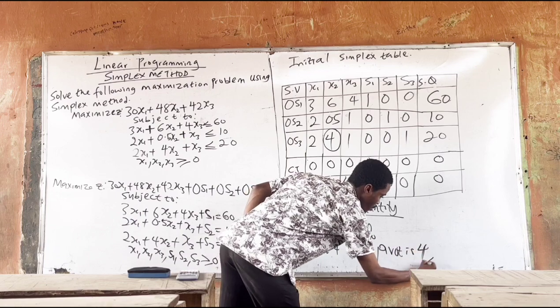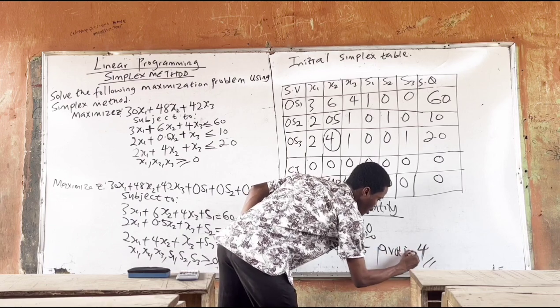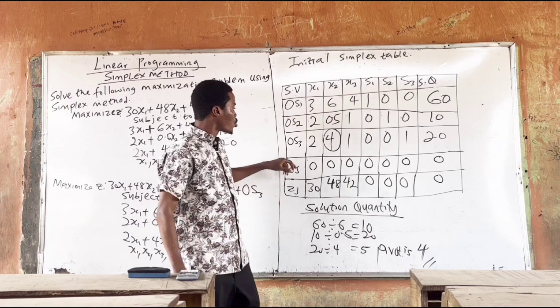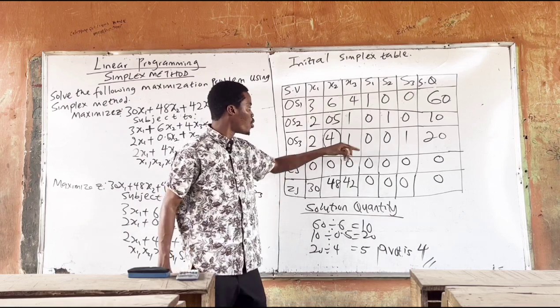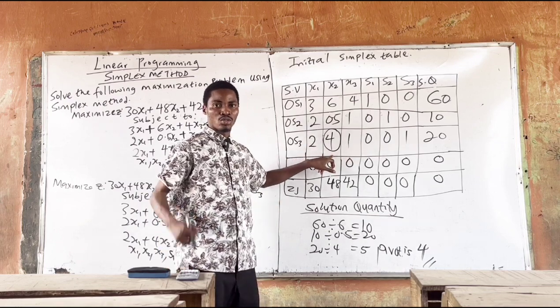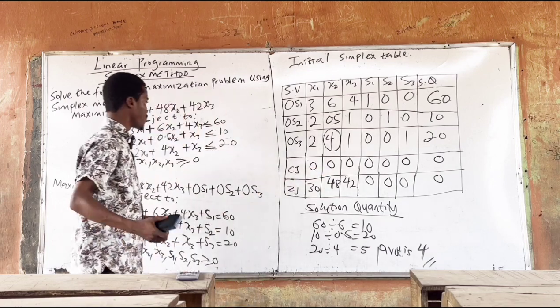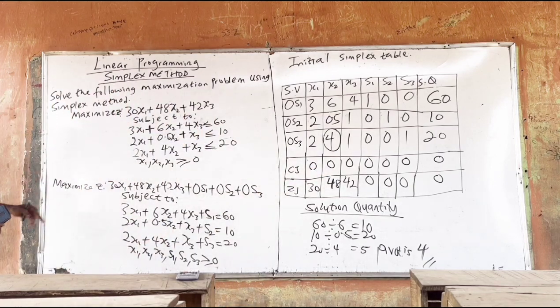My pivot is 4. Since my pivot is 4, my next step is to divide the pivot row by the pivot element so that I can obtain my second table. So you can take a screenshot of this. I'm going to clean this so that I can draw my second table.